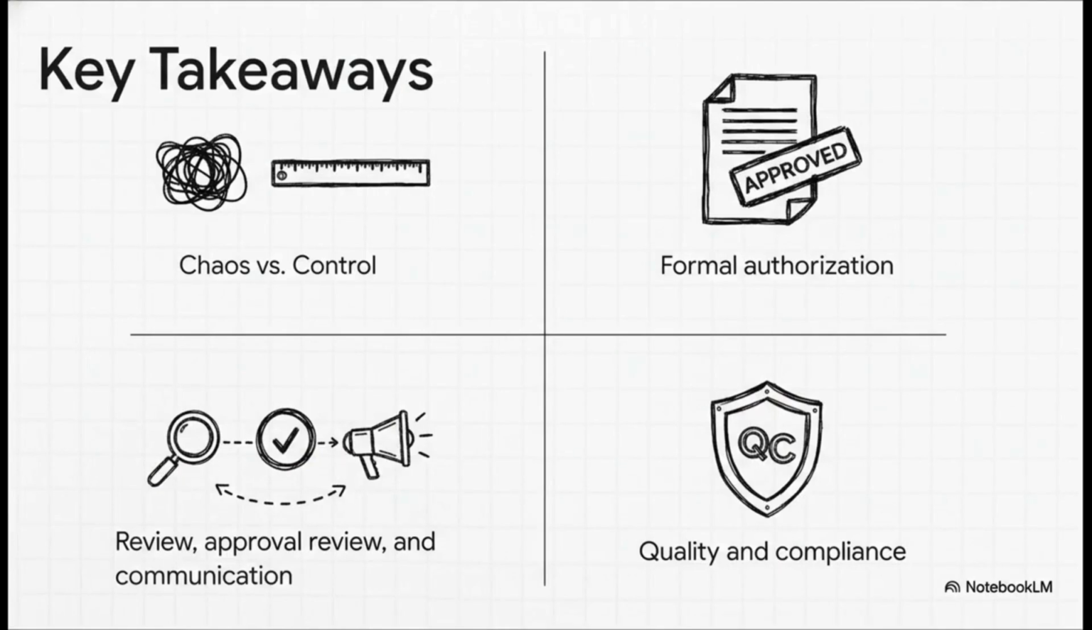So let's do a quick summary. Unmanaged change guarantees chaos. ECOs create control. Simple as that. An ECO is your formal authorization to change a released product. The process absolutely demands cross-functional review, formal approval, and crystal clear communication. And ultimately, a disciplined ECO system is non-negotiable for achieving quality, traceability, and compliance.